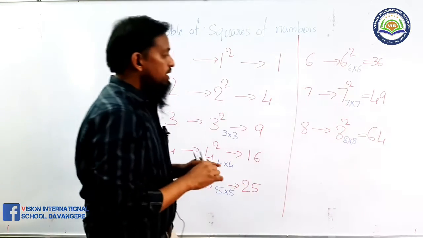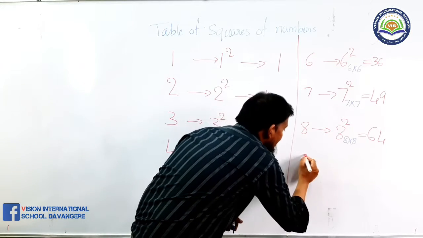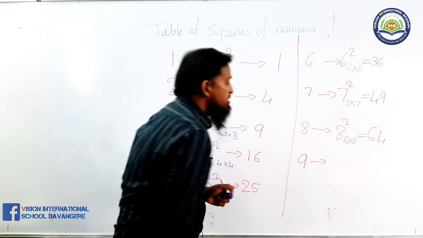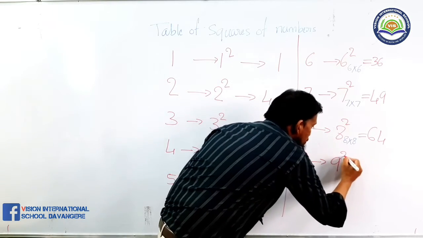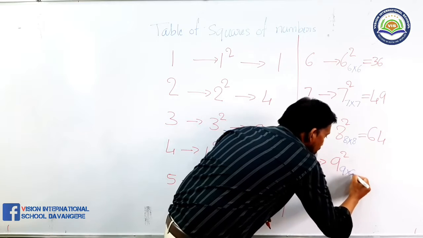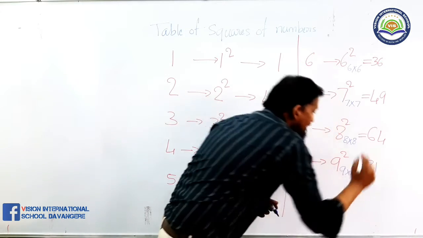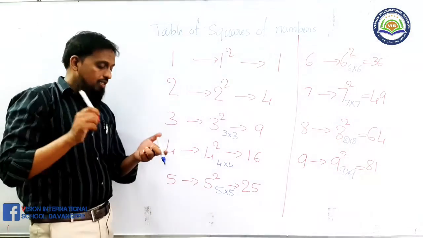64. Now coming to the next number, the value is how much? 9. The square of this number is 9 square. 9 square can be written as 9 into 9. The value of this is how much? 9 9s are 81.